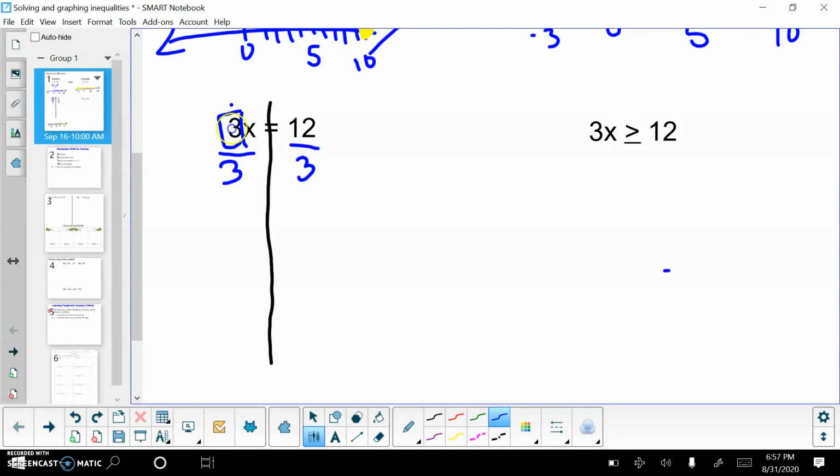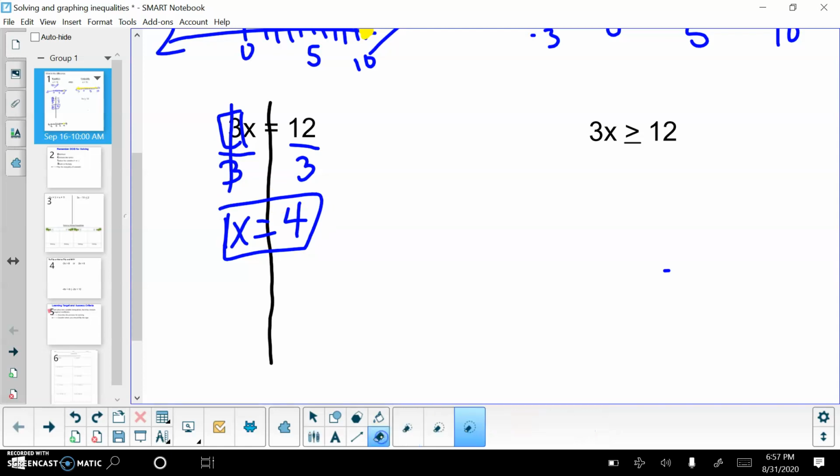So 3 divided by 3 is 1, so we end up with 1x, and 12 divided by 3 is 4. So I get 1x equals 4, but then 1x is the same as x, so the 1 can just become part of my box. Now what that means is that x equals 4. 4 is the only number that exists that's going to make this equation work.